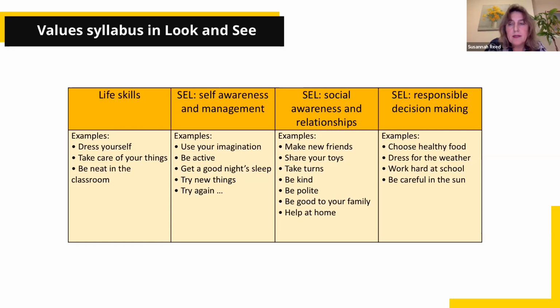Social and emotional skills related to making good decisions. So choosing healthy food, dressing for the weather, working hard at school, and being careful in the sun. So those are some examples of the values syllabus and aims. What do we do in class?